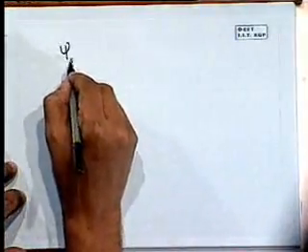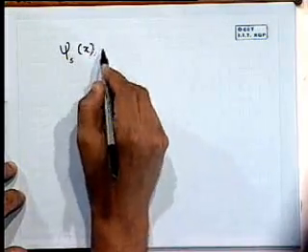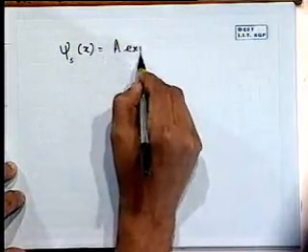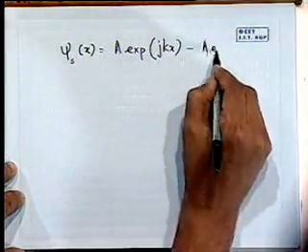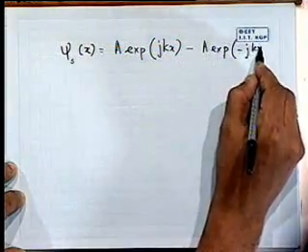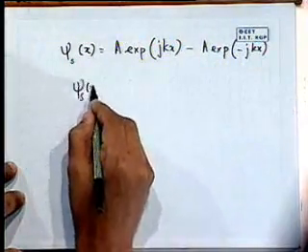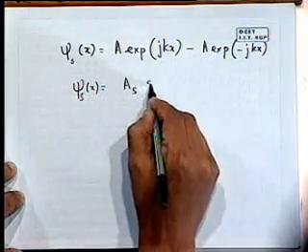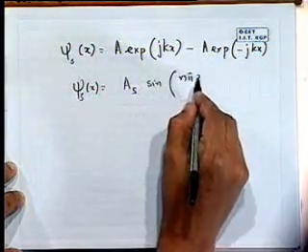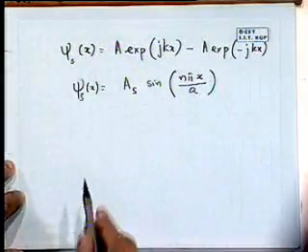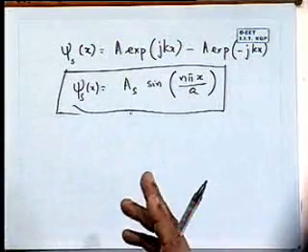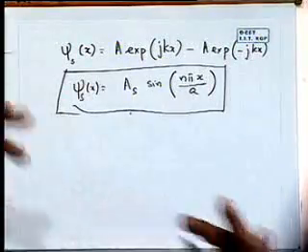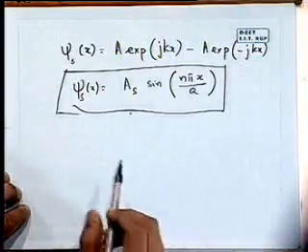The other one is the opposite case, which we will label as psi subscript s as a function of x, as a exponential jkx minus a exponential minus jkx. And in this case, we will end up with a sine n pi x upon a. So these are two wave functions that have been generated. They are the standing waves that are involved due to this interference between the forward wave and the reflected wave.